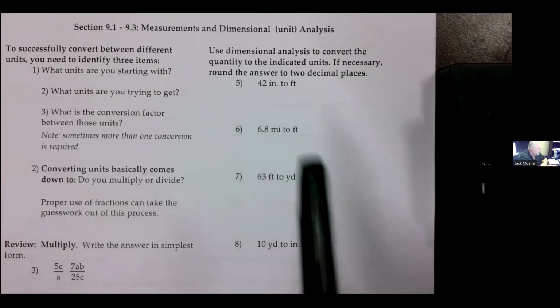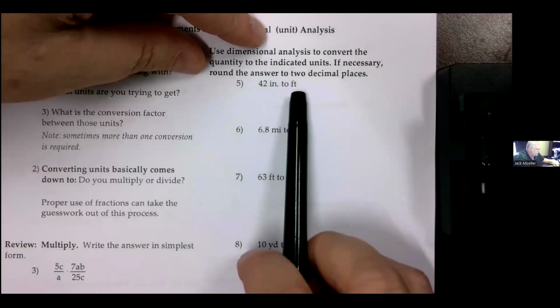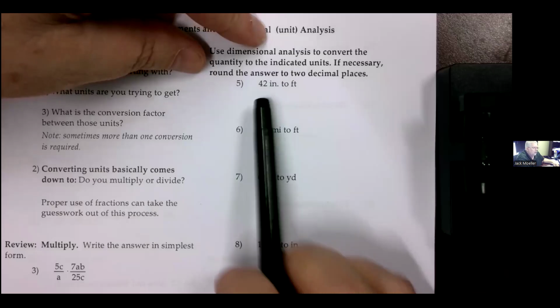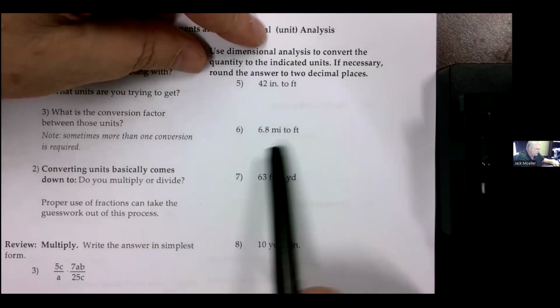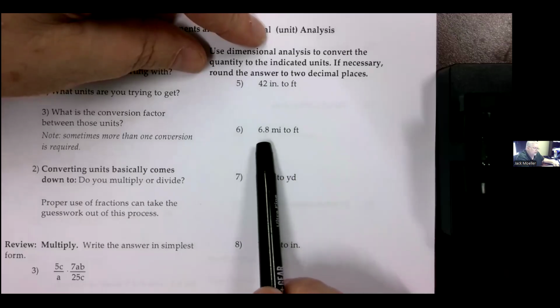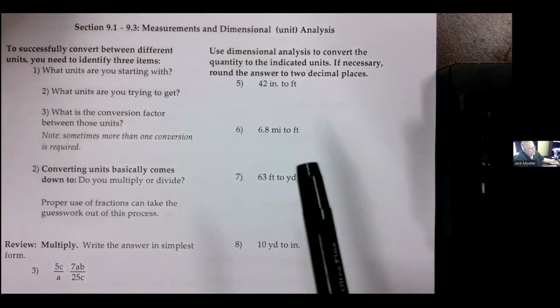Well, sometimes your common sense works with this. If you know that inches are smaller than feet, so we're going to get fewer feet, you know to divide by 12. Or if you're going from, say, miles to feet, well, there's a lot more feet than there are miles, so that conversion is going to be a multiply problem. So if you can use common sense, that works on stuff that you're familiar with.